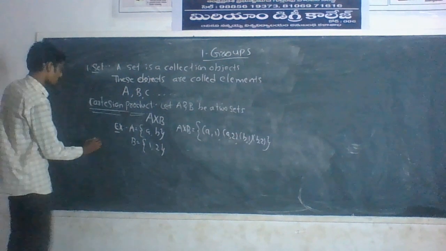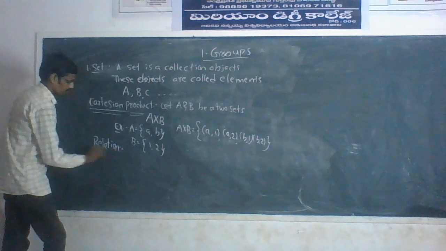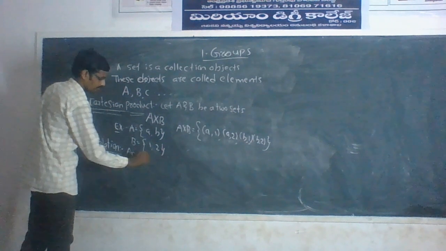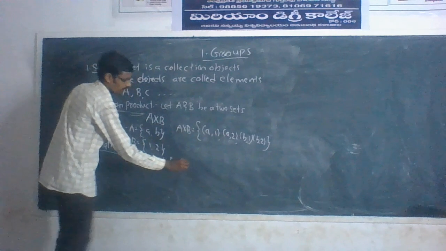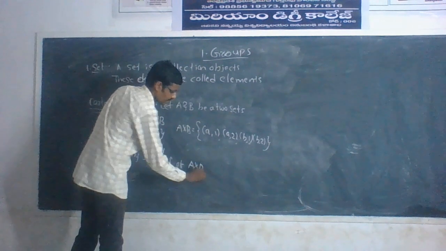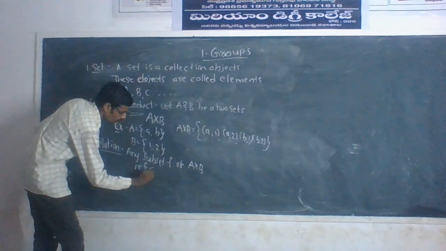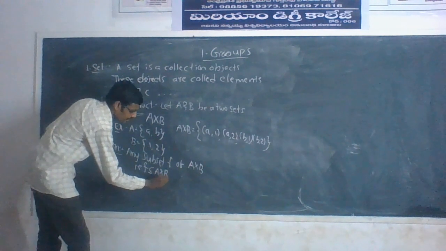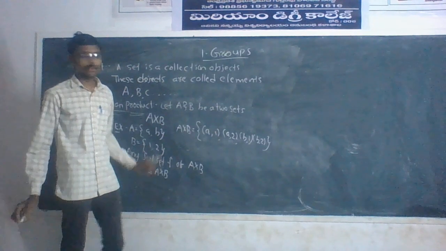Next one, relation. Any subset F of A cross B, that is, F subset of A cross B, is said to be a relation from A to B.